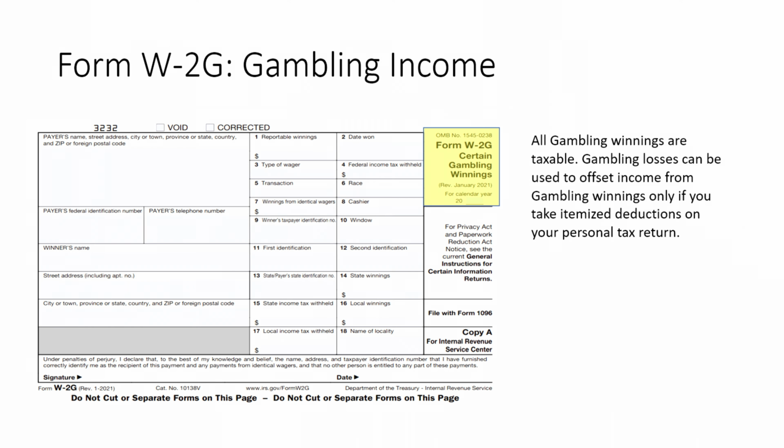If you're having a good year and you've made some money on the slot machines or playing blackjack or poker or betting on horses, then you'll be getting a W-2G, and that's going to report your gambling earnings or gambling income. So that's going to go in box 1. The date that you won that money is going to be in box 2. Then this will be more information on the actual type of bet or type of gambling that you've done. And then box 4 and box 15, that is going to show any federal and state income tax withholdings.